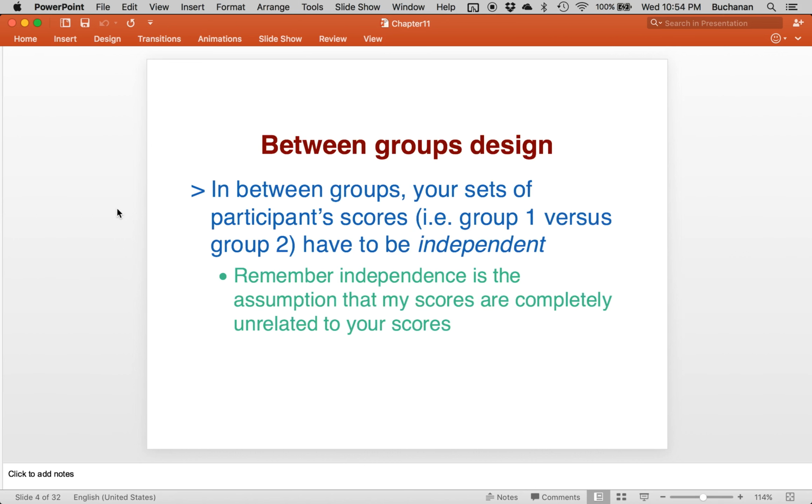So in between groups designs, your sets of participant scores have to be independent. This is an implicit assumption of every test that we've done, but now it's really important that my scores are unrelated to your scores. That's still true in dependent t, but they're kind of dependent because my scores are still my scores in each level, each time point. But in between groups designs, group 1 and group 2 scores can't be related.